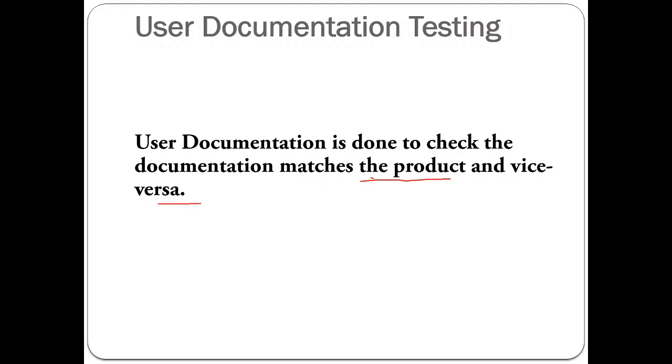Now, why do we need to carry out this documentation testing? To check that whatever you have specified in the document matches the working of the software. It should not happen that you mention something in the documentation and your software does something else. Whatever is specified in the documentation should match the product's working and vice versa. This is the purpose of user documentation testing.